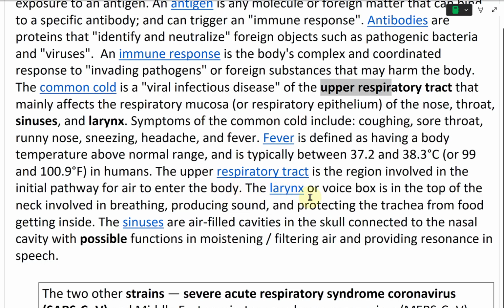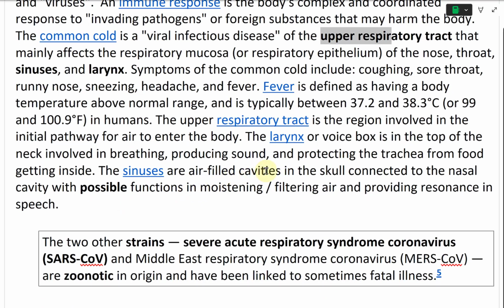And the larynx or voice box is in the top of the neck, involved in breathing, producing sound, and protecting the trachea from food getting inside. And the sinuses are air-filled cavities in the skull connected to the nasal cavity with possible functions in moistening / filtering air and providing resonance in speech.